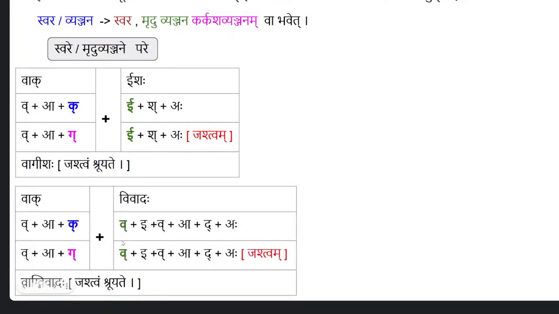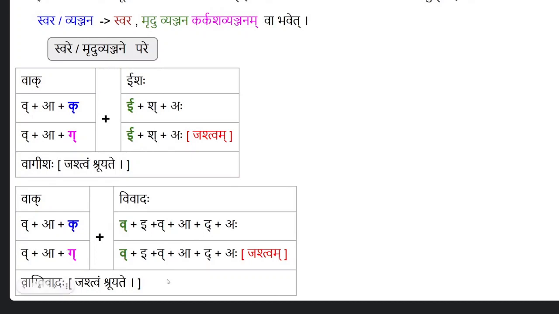Let's see mrudu vyanjana. Vak vivadaha. Va is a mrudu vyanjana. Same thing. Ka is facing va. Ka changes to ga because of Jastva and it becomes vag vivadaha. Atrapi Jastvam shruyate. We can see that Jastva happening. Vak plus vivadaha, vag vivadaha, Jastvam shruyate. Now let's see what happens if a karkasha vyanjana takes place.